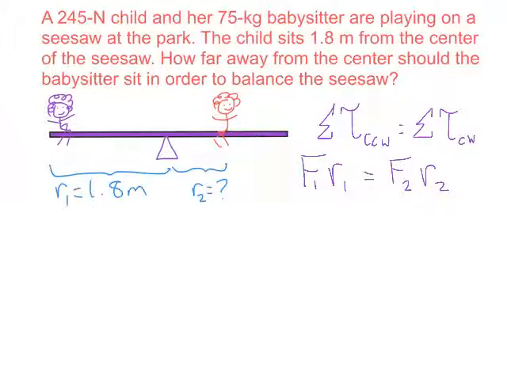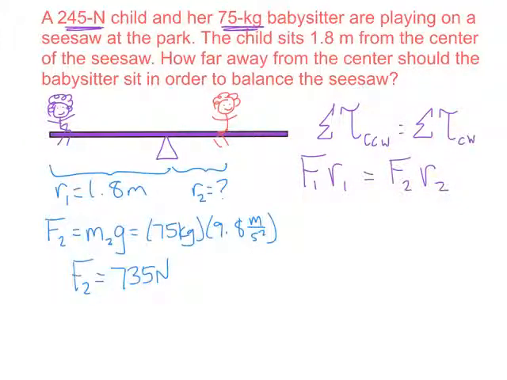Now, we were given a force of the child. Do you have a force of the babysitter? No, not really, but you can find it. So remember, you're given a mass. We're going to change mass to weight to get that force number 2. So go ahead and try that. I came up with a force of 735 for the babysitter.